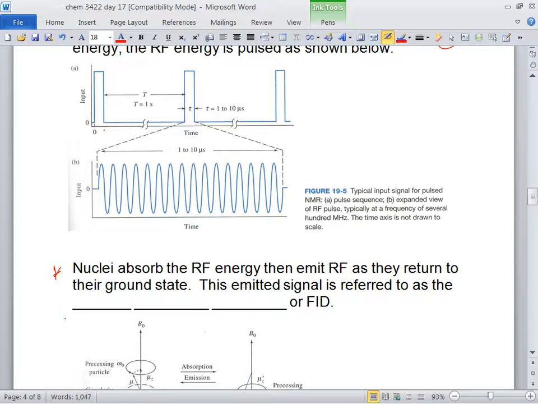Oh, that's a good one. That's a GC flame ionization detector. That's true.